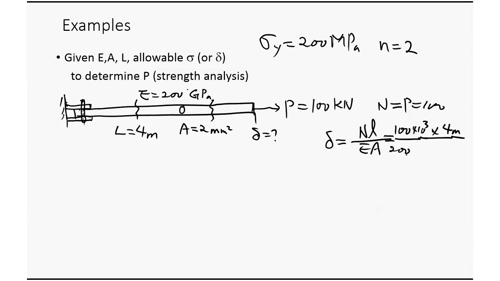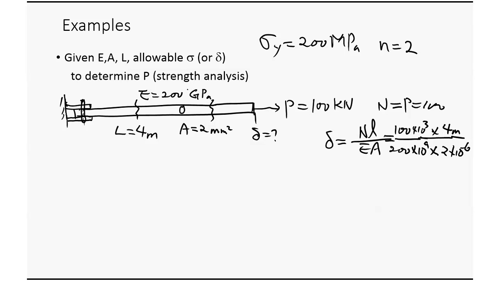What does G stand for? Gig. What's gig? 10 nines. There are always people who ask me during the exam, what's G stand for? So here's the answer, 10 nines. So times 10^9 Pascal. And then times A. That's 2, but that's millimeter square, so you must have a 10 to the minus 6, then it becomes meter square.